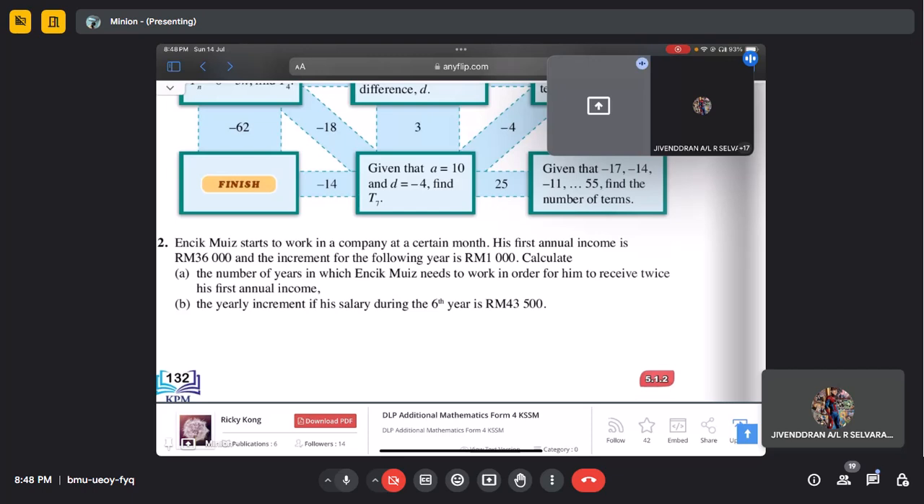Okay. Question number 2, B. Calculate the yearly increment if his salary during the 6th year is RM 43,500 or 350. So you can try first.